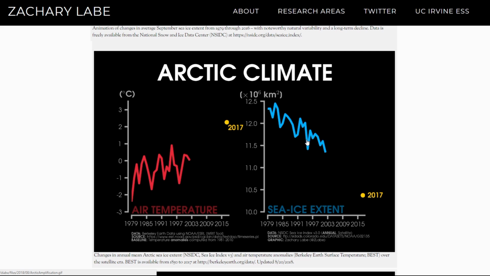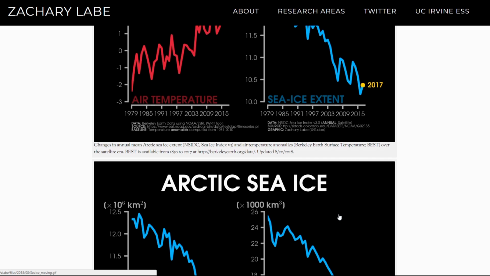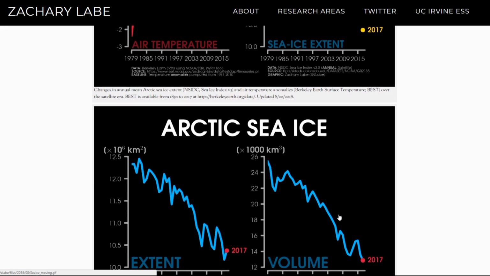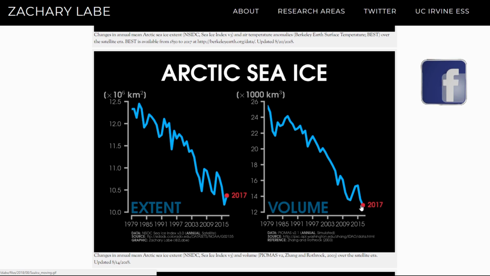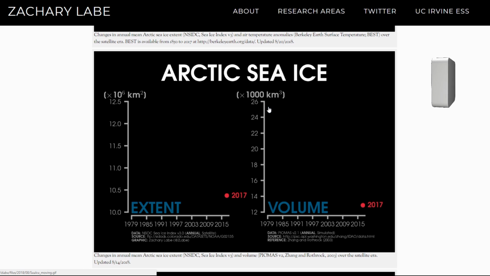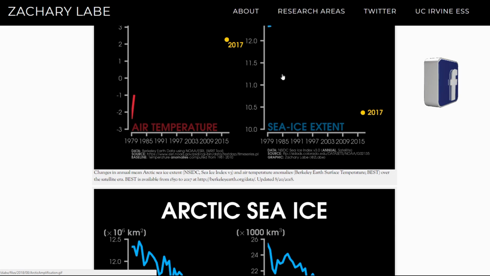Now this is somewhat misleading because you can see here 12.5 to 10 doesn't seem like a huge drop. But the problem with sea ice extent is that it doesn't communicate the full picture. What you really are concerned about is thickness and volume. So here we can see a drastic reduction in volume, almost more than half a reduction in volume within the same period of time as indicated here.